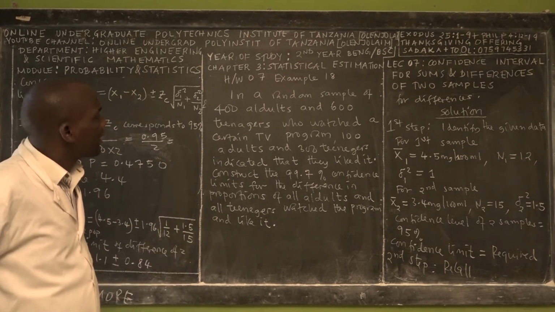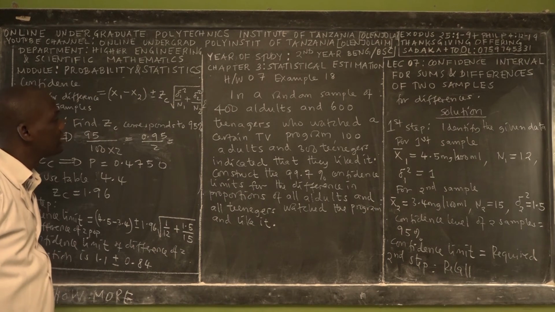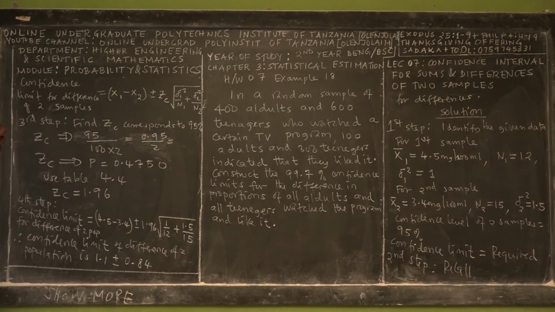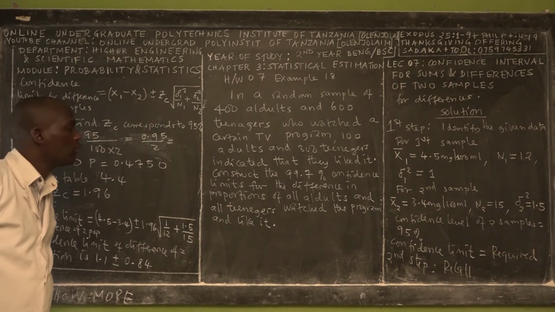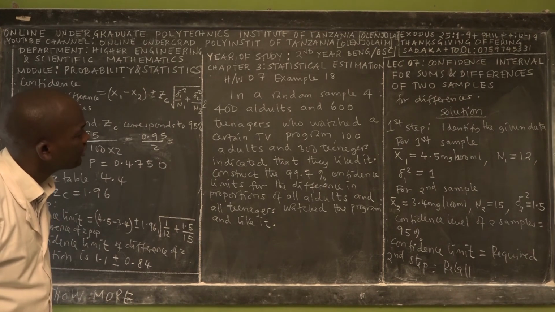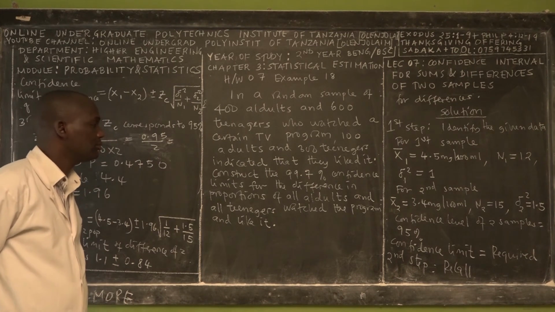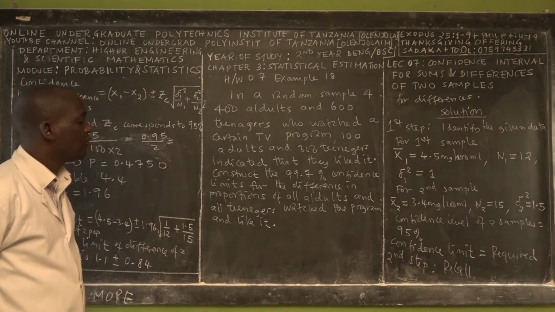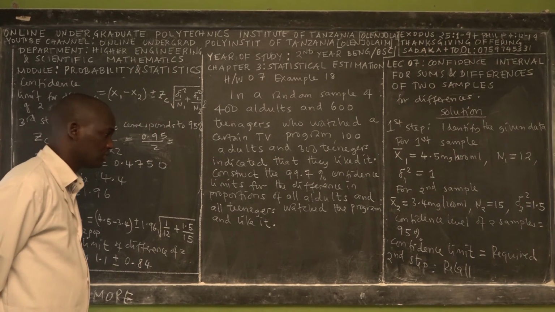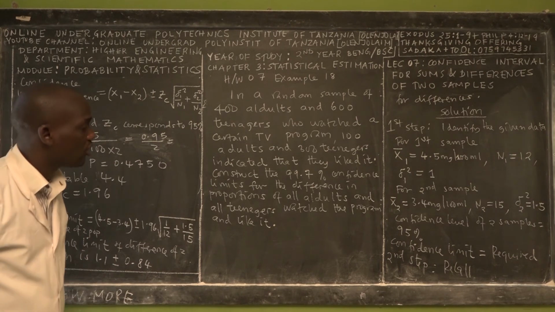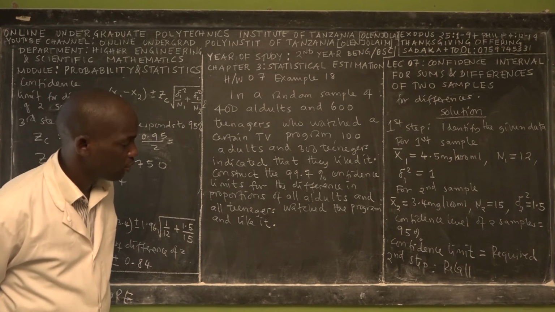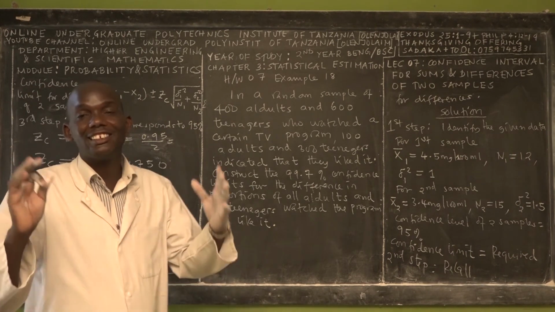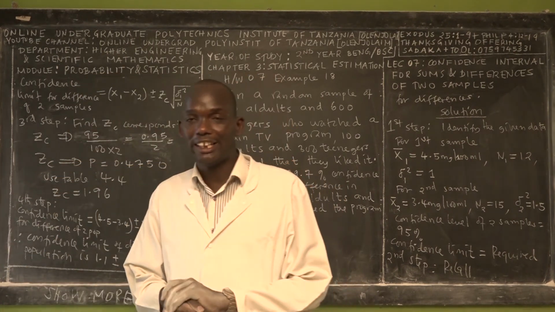That's the question. In a random sample of 100 adults and 600 teenagers who watched a certain television program, 100 adults and 300 teenagers indicated that they liked it. Construct the 99.7% confidence limits for the difference in proportions of all adults and all teenagers who watched the program and liked it. Ladies and gentlemen, this is the end of lecture 7.